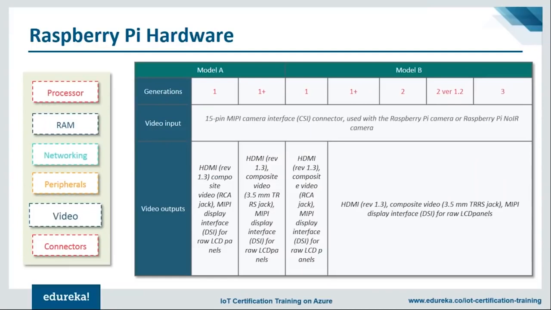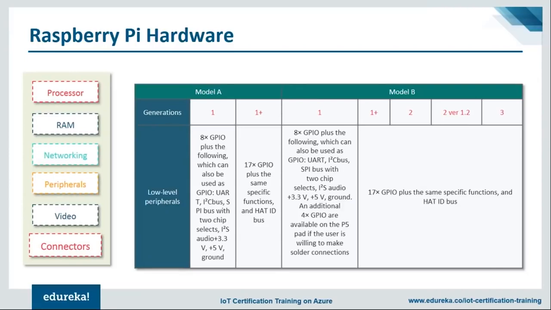Now, in terms of video input, you have a 15-pin CSI connector that has always been present with the Raspberry Pi, and video output has changed over the years. You have an HDMI port, you have a DSI port, and now you also have a 3.5mm TRRS jack as well. Now, in terms of the connector capabilities, there are 17 pins of the GPIO ports which can be configured as per your requirements as well.